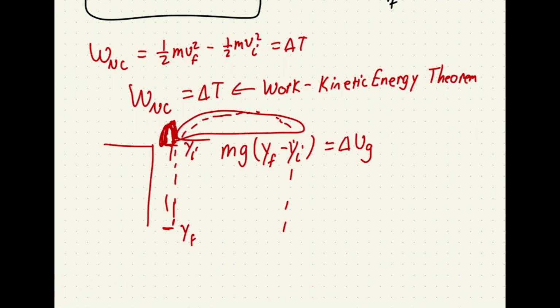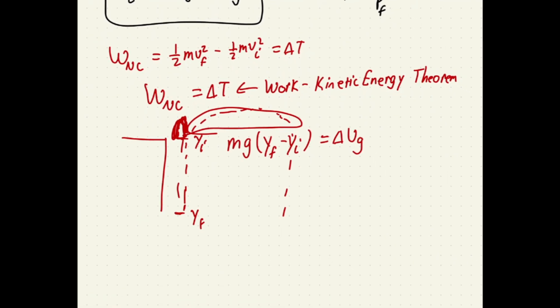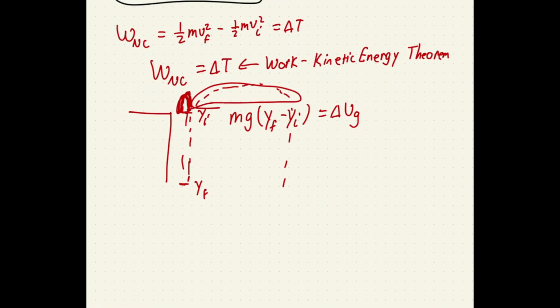Now, they might not have the same total energy. If I throw it down with a certain velocity, that gives it initial kinetic energy, and that'll be different from dropping it. But the change in gravity energy only will be the same. And so these forces, the gravity force, do not depend on the path.